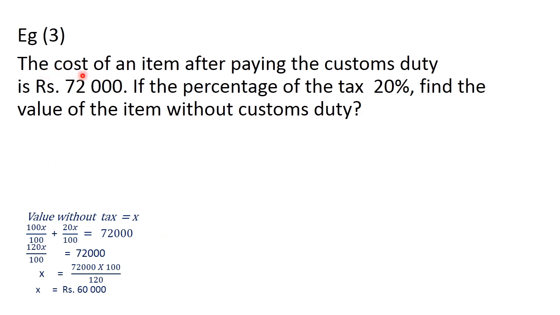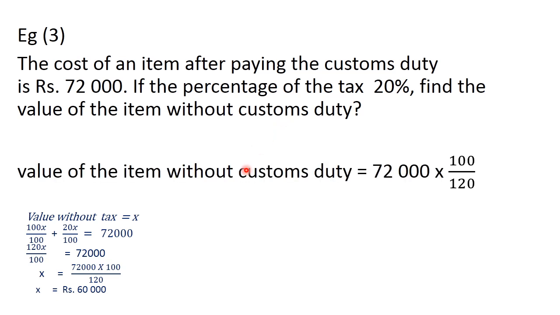Third one, the cost of an item after paying the custom duty is 72,000 rupees. If the percentage of the tax is 20%, find the value of the item without custom duty. The 72,000 here consists of the price of the item and tax both. The total amount with the tax is 72,000. Then we need to find the actual price of the item without duty.